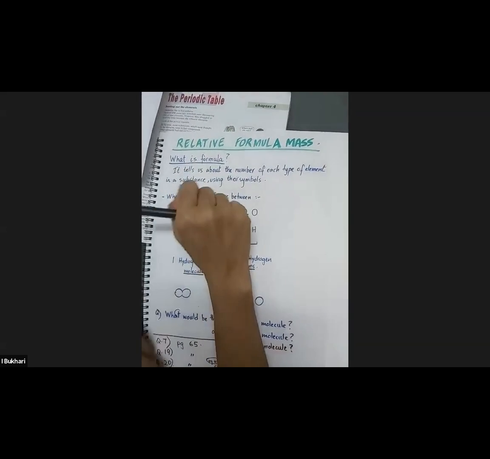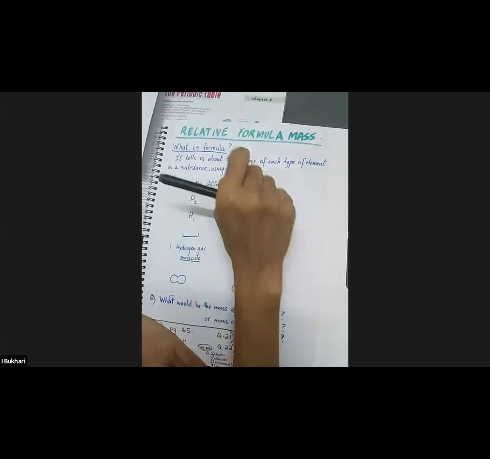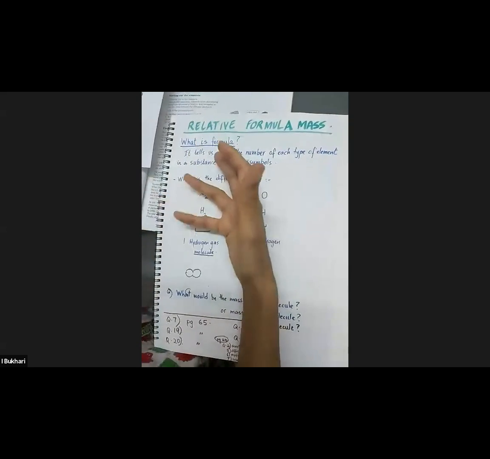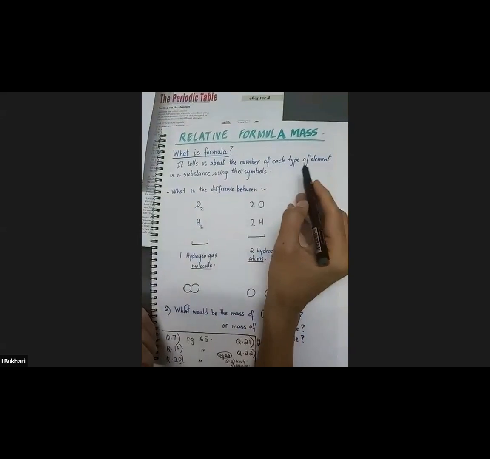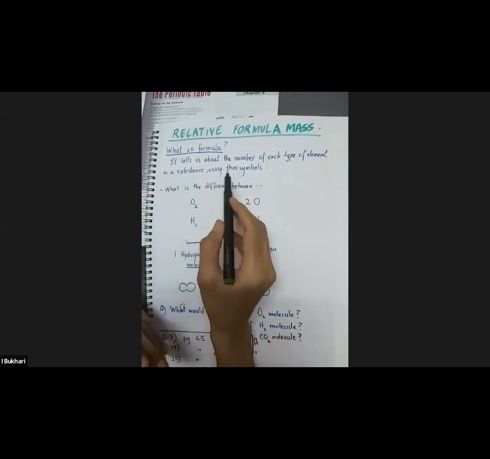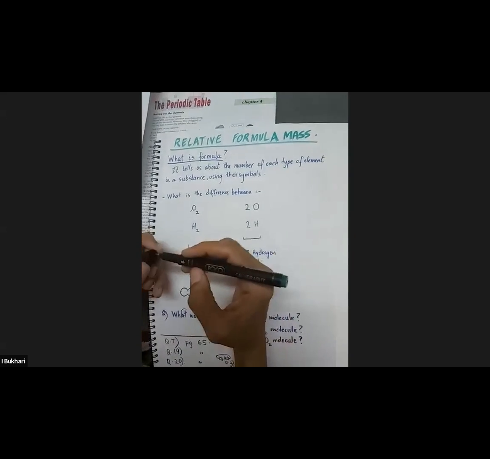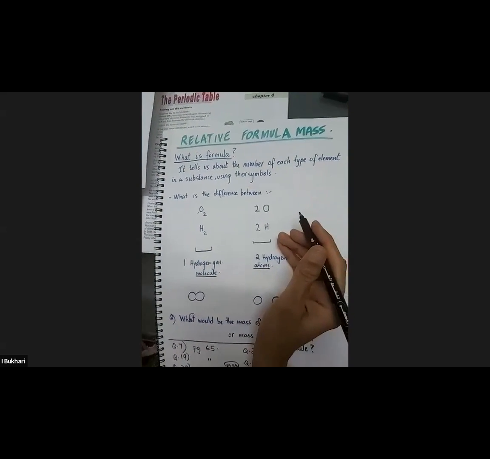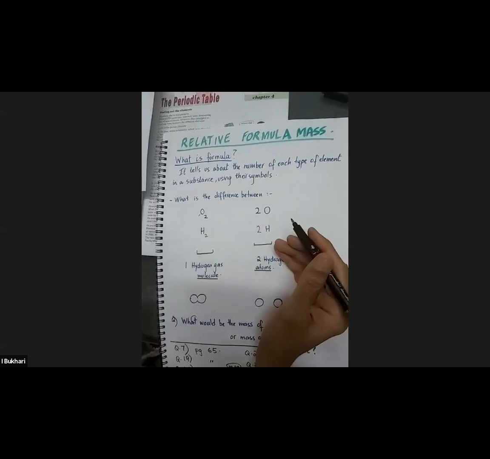Now, what is formula? And this also we discussed in our last classes. Formula is just a shorthand writing. It is a shortcut which tells us about the number of each type of element in a substance using their symbols, okay? And symbols are given in the periodic table. The more you use them, you will end up learning them, but don't rote-learn them. As you study chemistry, you will end up learning them.